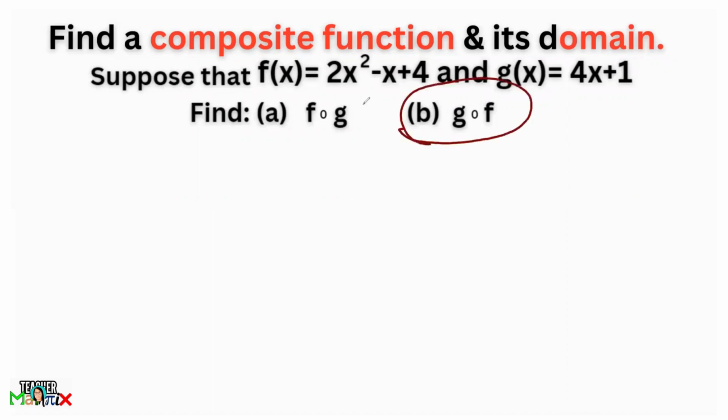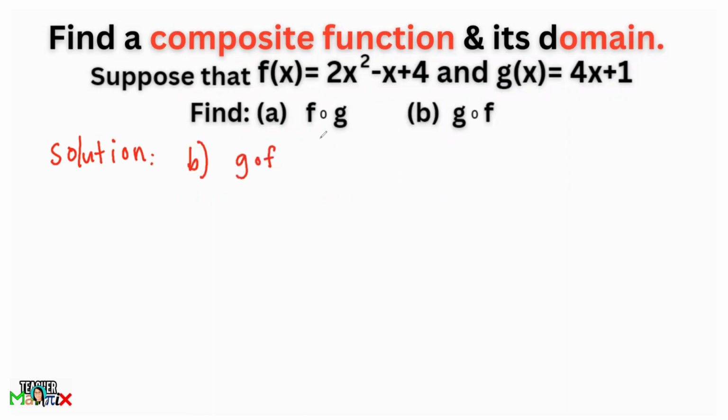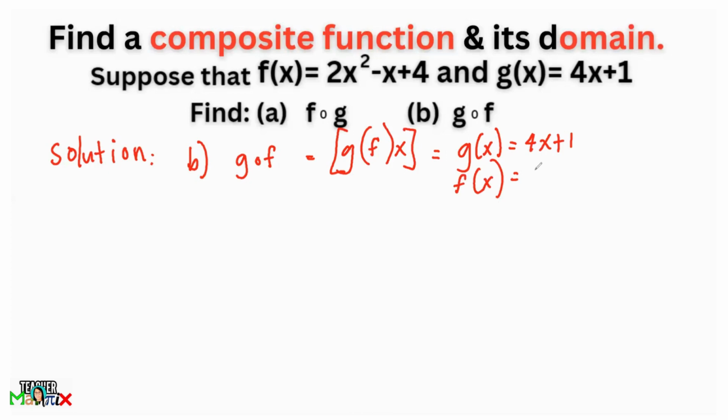Here now is letter B. This is the solution. In letter B, we get the composition of the functions. Then, the g, this is what we write, 4x plus 1. Then f of x, 2x squared minus x plus 4. Earlier, we replaced the x of f of x with 4x plus 1, now it's reversed. This 2x squared minus x plus 4 is what we replace into the x of 4x plus 1.